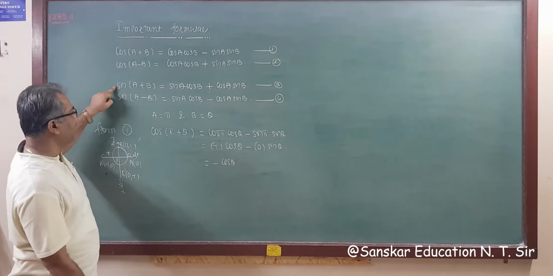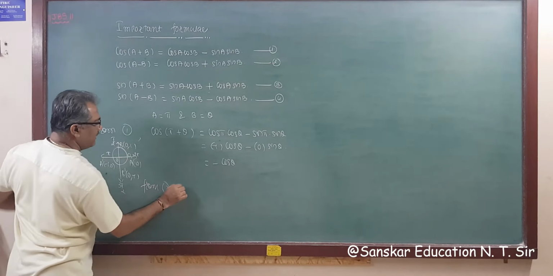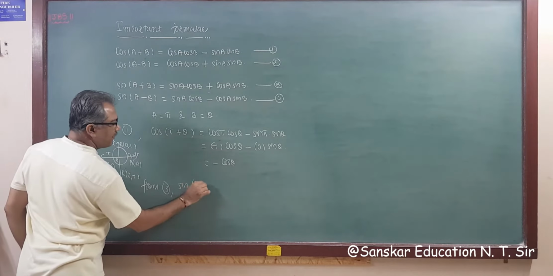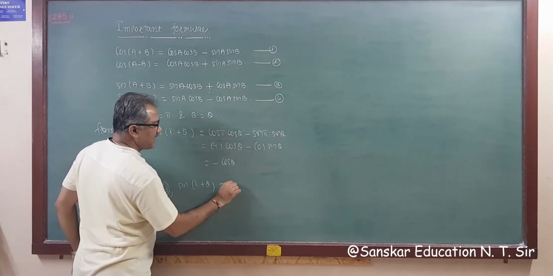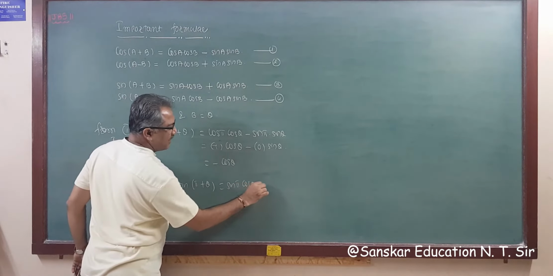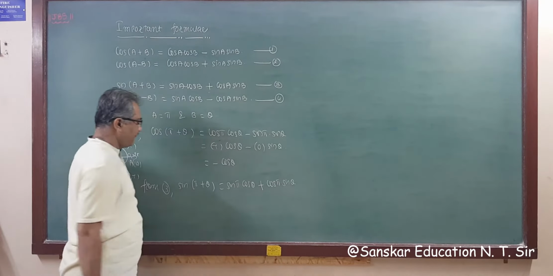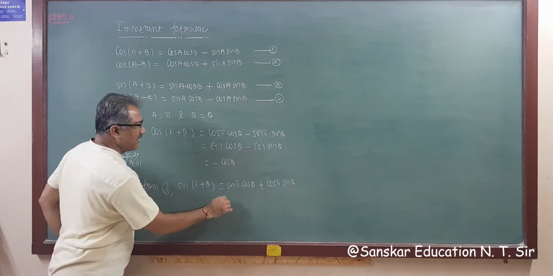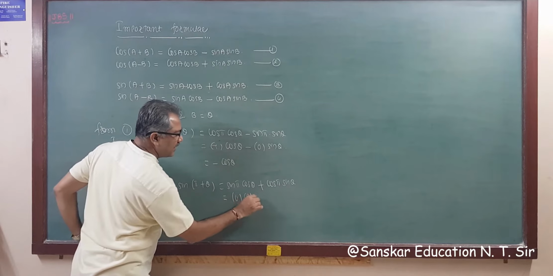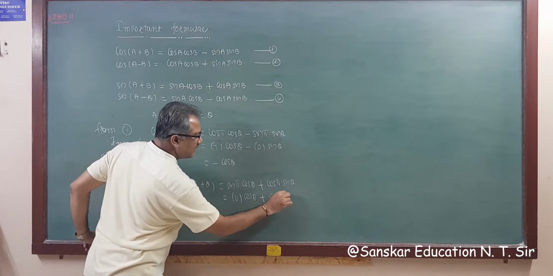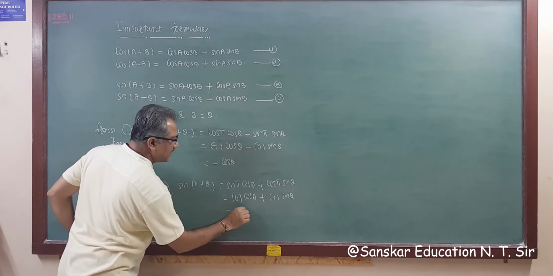And from the third equation, sin(pi+theta) is equal to sin pi cos theta plus cos pi sin theta. Sin pi is again 0, so this is 0 into cos theta, plus cos pi, which is minus 1, times sin theta. So the answer will be 0 and minus sin theta, that is minus sin theta.